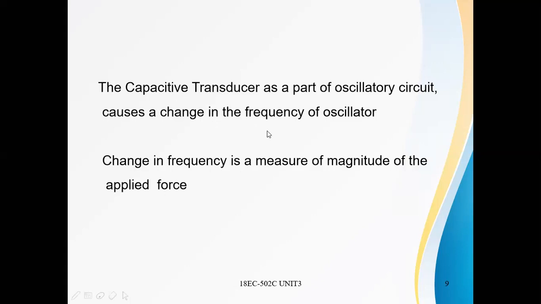This change in frequency is the magnitude of the applied force. That means here the applied force is reflected in the change in the frequency in an oscillatory circuit.